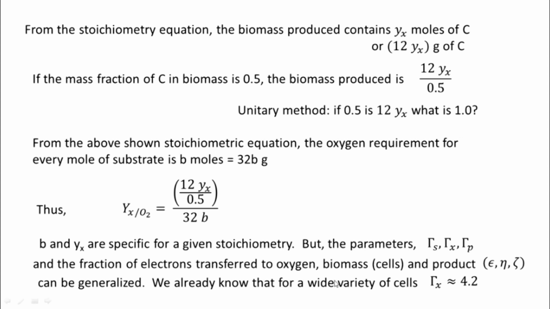Those certain quantities for which we have thumb rule values could be gamma S, gamma X, gamma P, and the fraction of electrons transferred to oxygen, biomass, or product, that is epsilon, eta, and xi. These are the ones that can be somewhat generalized. We have some thumb rule values that we can quickly use to estimate. We already know that for a variety of cells, gamma X equals about 4.2.